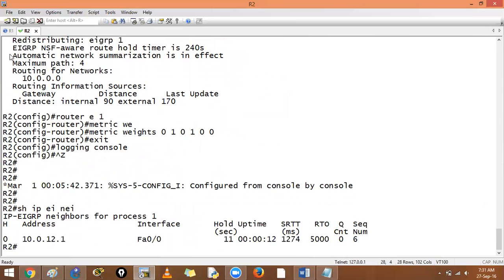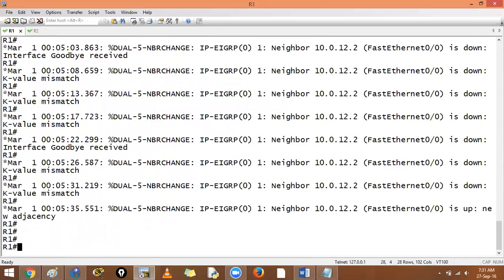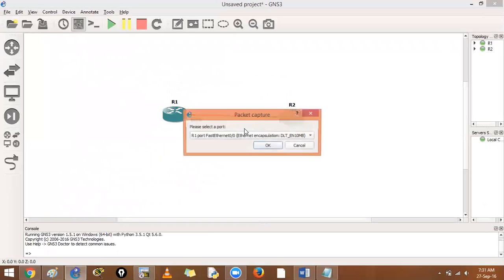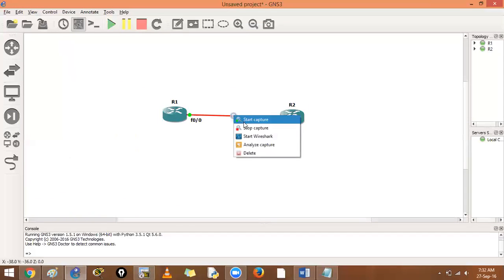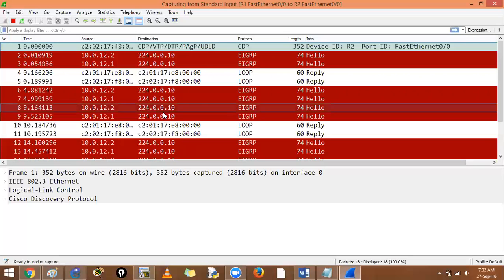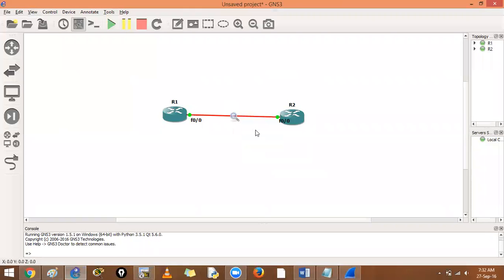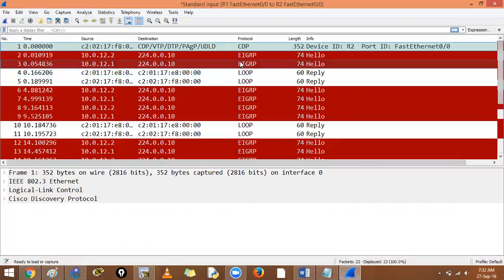Let us see one more small thing. Let us see in here. Let us capture the packets and let us see what it is doing in the backend. So this is our EIGRP hello packet. I'll simply stop this one. Just go and stop this one. Stop the capture. We want to see here what is inside.